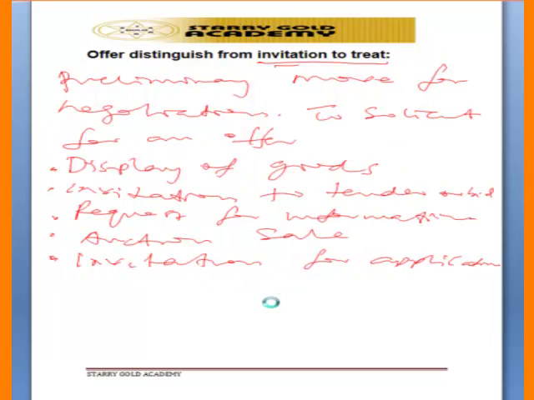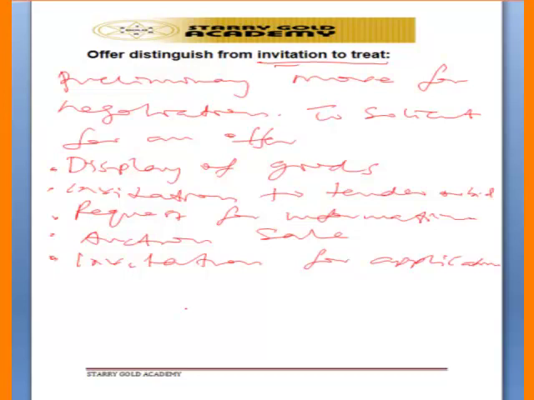Because take for example, where you display goods in your shop, is not an offer, because the person who wants to buy the shoe will still have to come in and then pick the shoe he wants. So it is that person who picked the shoe that is now offering to buy that very shoe. And there will be a negotiation. So if the seller of the shoe now agrees, the acceptance is now coming from the seller. So the display of that goods is not an offer because it cannot be accepted. So that is the display of goods.